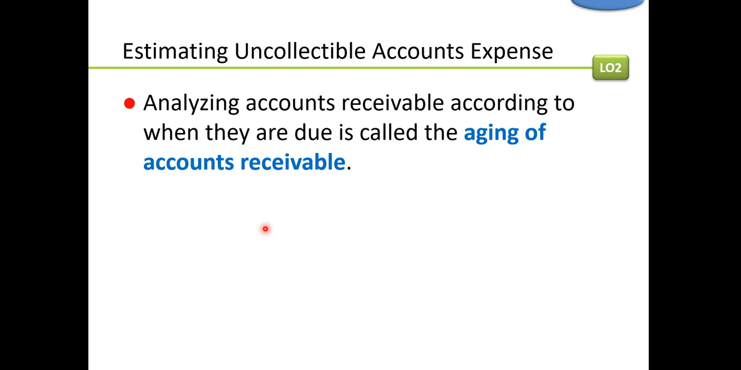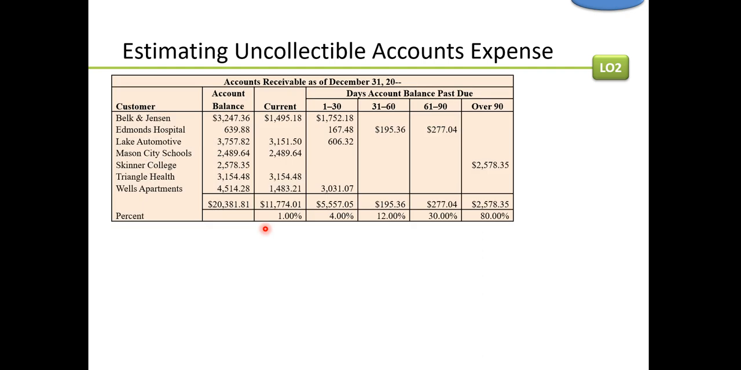Analyzing the accounts receivable according to when they are due is the aging of accounts receivable. So if it's more current, there's a higher chance it's going to get paid off. When you start looking farther out, let's say over 90 days old, more than likely those are not going to get paid off. And so you're going to have a higher percentage of each of those accounts as you go up in the aging of the account. So let's look at this.